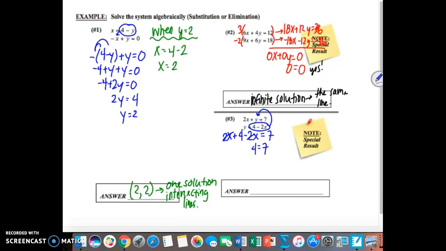So now you ask yourselves, is that statement true? Since that statement is not true, we know that there is no solution. So our answer is no solution, which means that the two lines are parallel. So we can write no solution and parallel lines.